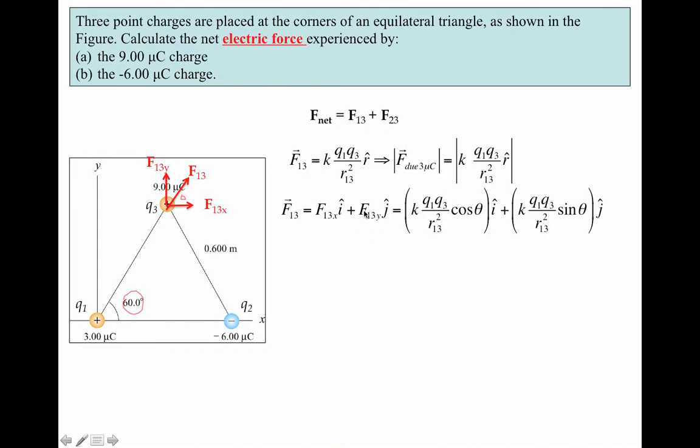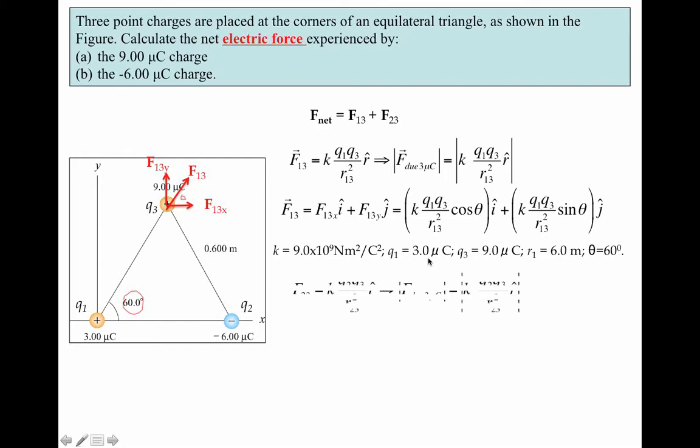If I put in the numbers, K is known, Q1 is given, Q3 is also given, 9 microcoulombs and 3 coulombs, and the angle theta is 60. If I put these numbers in, I get the magnitude, and I can get the x hat and the y hat components.